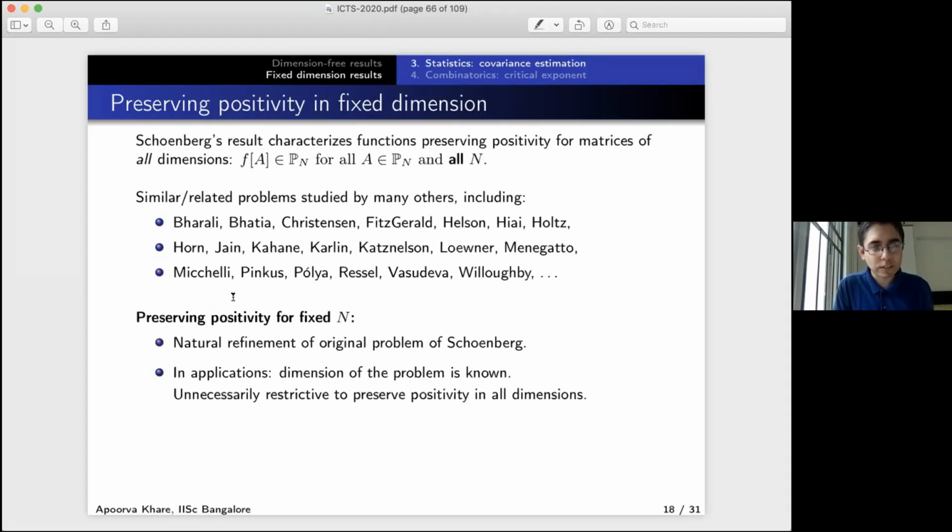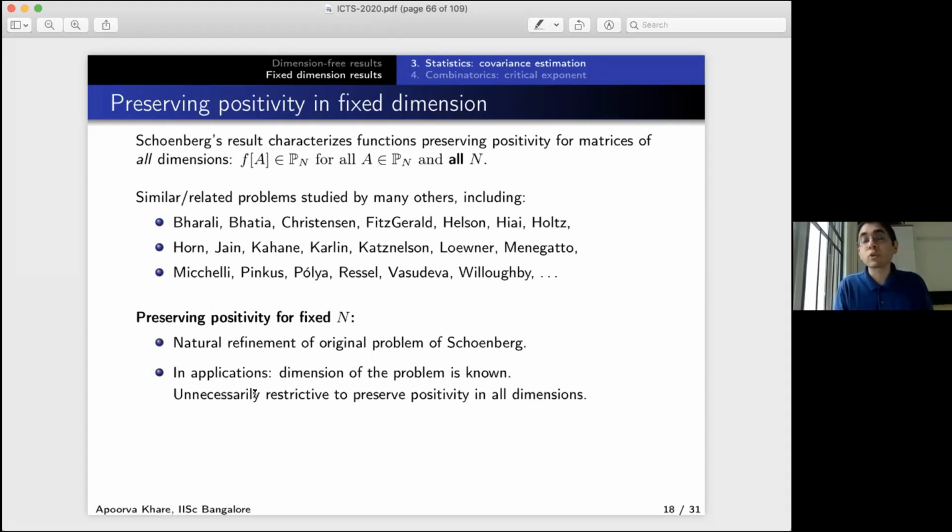But okay, here is the next natural mathematical variant. I know the answer when I try to preserve positivity in all dimensions. What if I fix a dimension? That's a very natural refinement, and it's very key in applications where you know the dimension of a problem. I know how many random variables I have, so why should I talk about functions acting on bigger size matrices? I know exactly what I want to get.